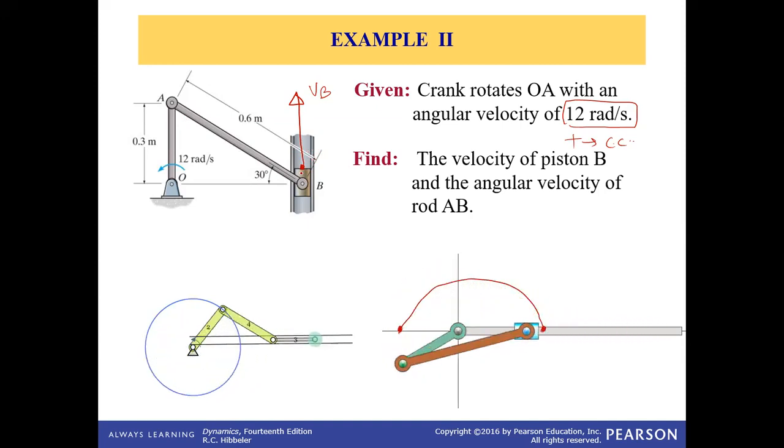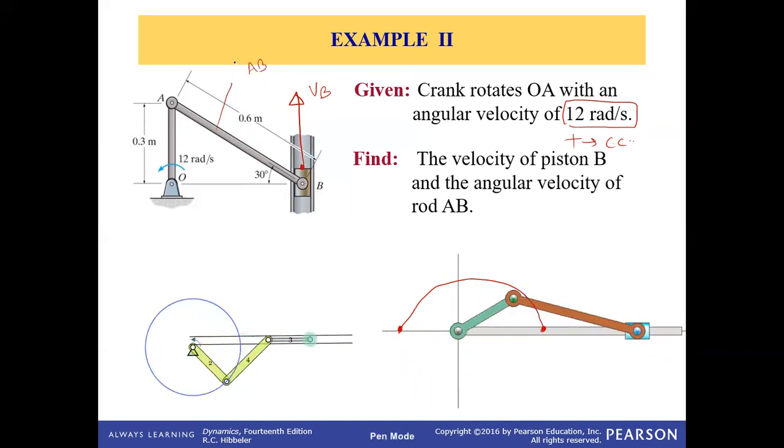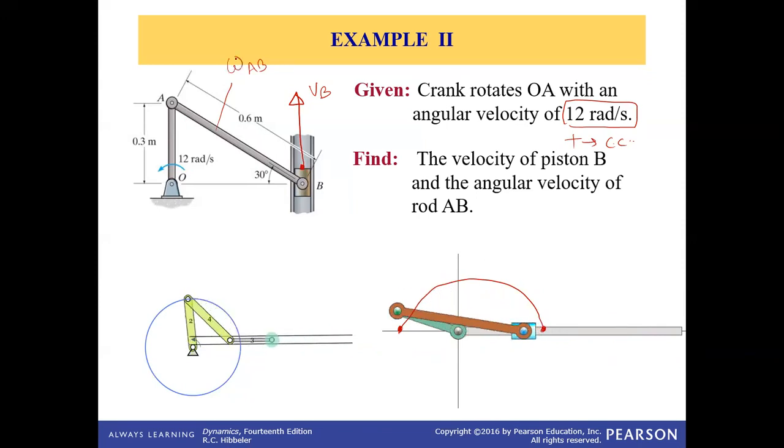Now we have to find the velocity of piston B. We need to find BB now, and the angular velocity of rod AB. And also we have to find the omega AB, okay? Omega AB. This looks like W, let me make omega like that. Angular velocity of rod AB, omega AB, and BB. Given that this guy rotates at 12 radian per second.